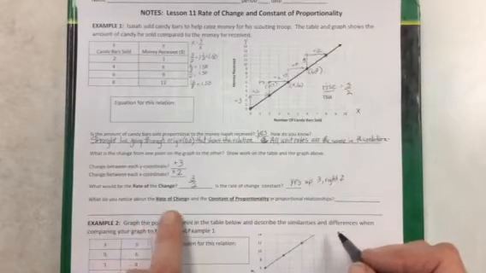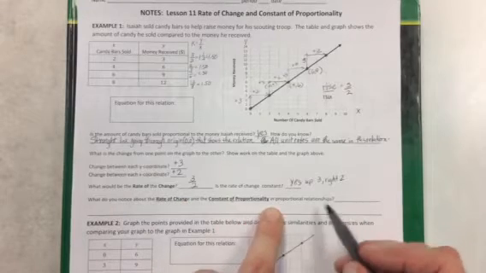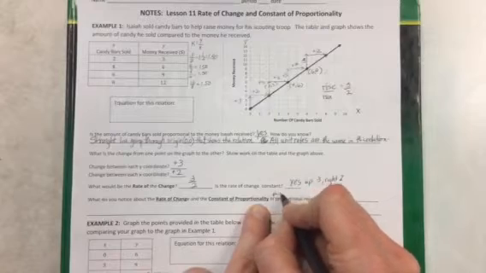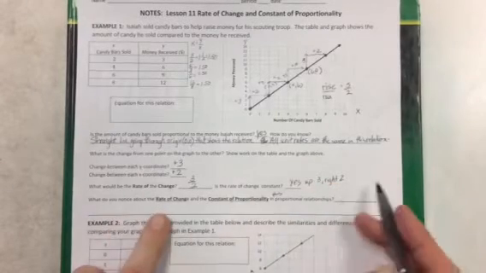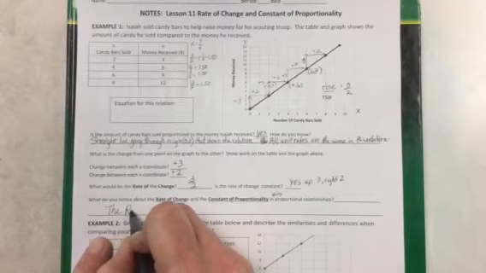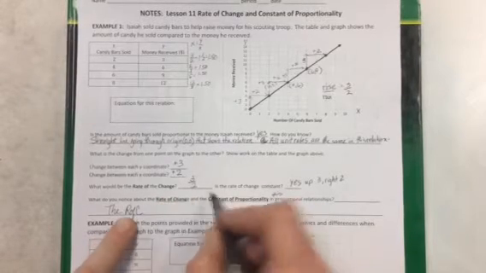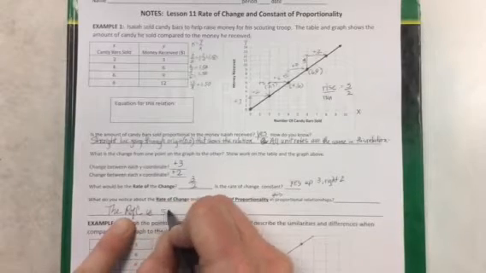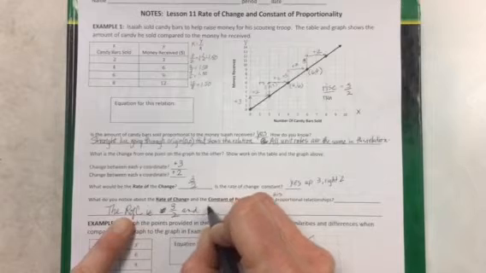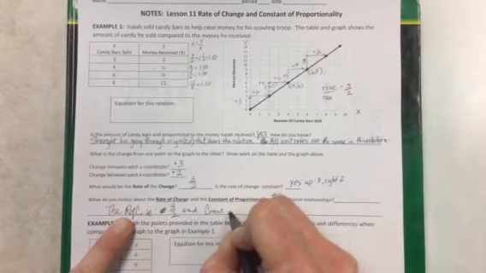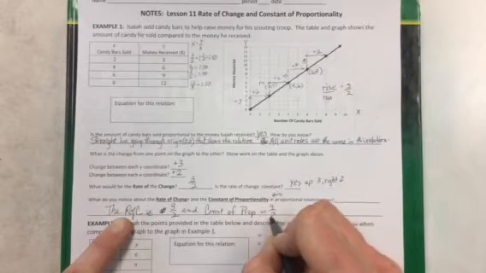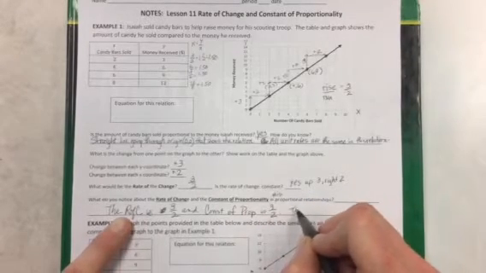Okay, what do you notice about the rate of change and the constant of proportionality in this proportional relationship? Well, we know they are equal. So the rate of change, I'm going to put R of C, is 3/2, and the constant of proportionality, constant of prop, is 3/2. So they're equal to each other.